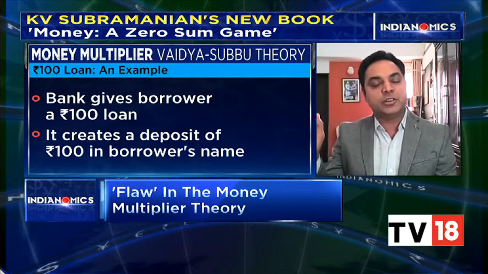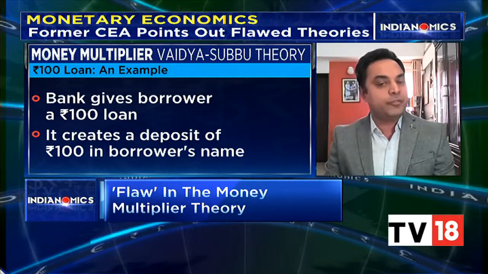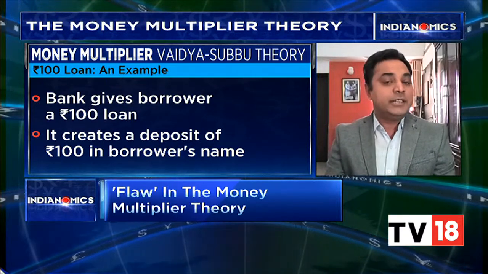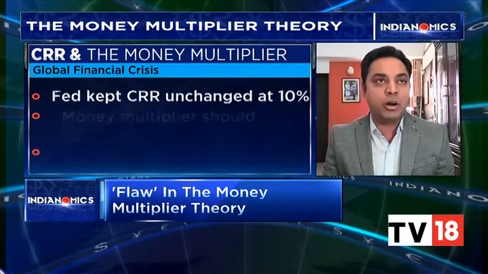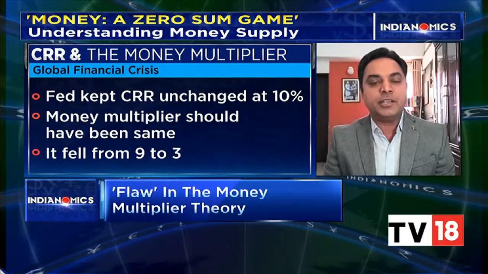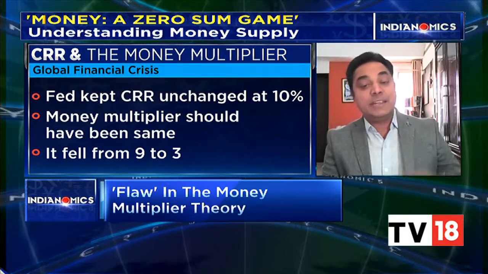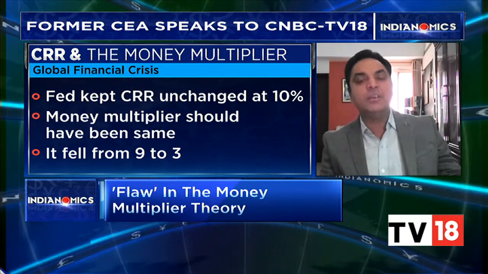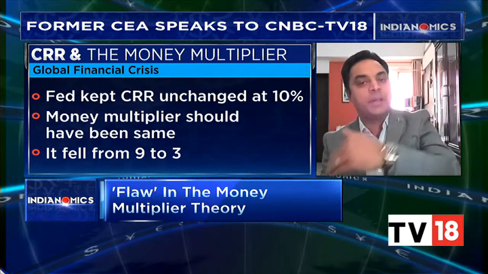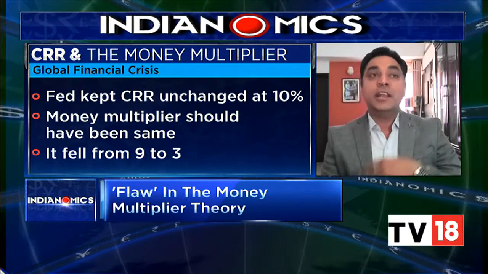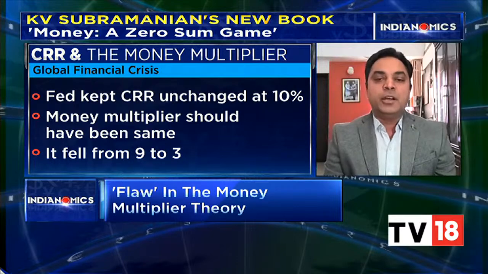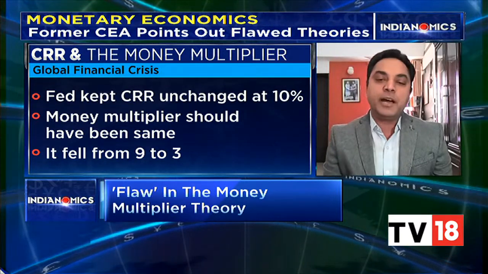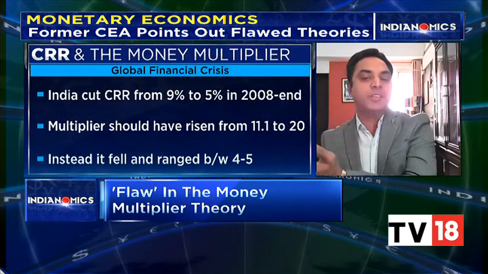All through the global financial crisis period, almost 5 years, the Fed, for instance, the US Federal Reserve, the central bank for the United States, did not change the reserve ratio at all. And yet, during that period, the money multiplier in the United States declined from about 9 to 3. No change in the reserve ratio, and yet money multiplier goes from 9 to 3. In a similar way, if you look at India, during the global financial crisis, the Reserve Bank decreased the money multiplier from 9% to 5%.